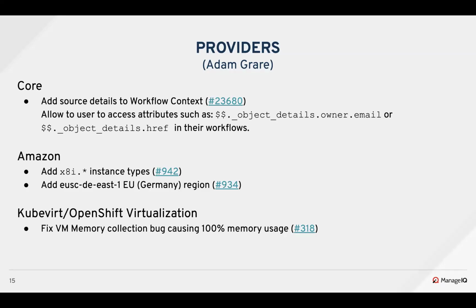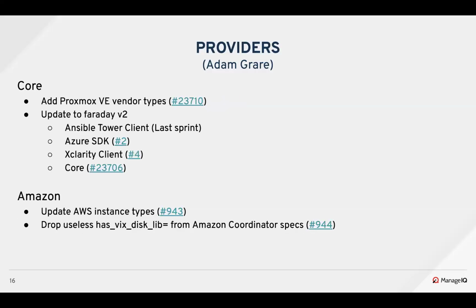For core of this sprint, we added source details to the workflow context so that users can access attributes like the object owner and reference so that they can build, for example, URLs to the objects in the UI. For Amazon, we added some new instance types and regions. And for KubeVirt and OpenShift virtualization, we fixed a VM memory collection bug that was causing 100% memory usage for all VMs, whether or not they were actually using that much memory. Next slide.